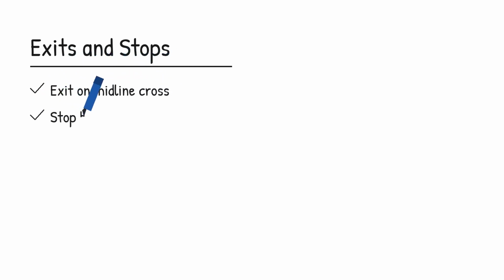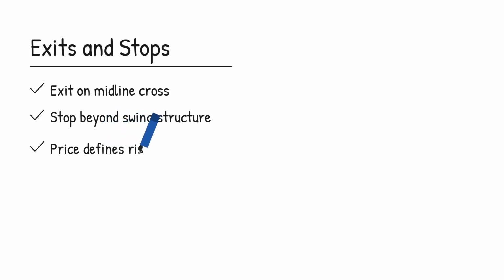For exits, consider scaling out when stochastic crosses back through 50 against your position or when it reaches the opposite extreme. Stops belong beyond the structural swing that produced the divergence, not at arbitrary indicator levels. Remember, stochastic tells you about momentum, but price tells you about risk. Anchor stops to price structure always.